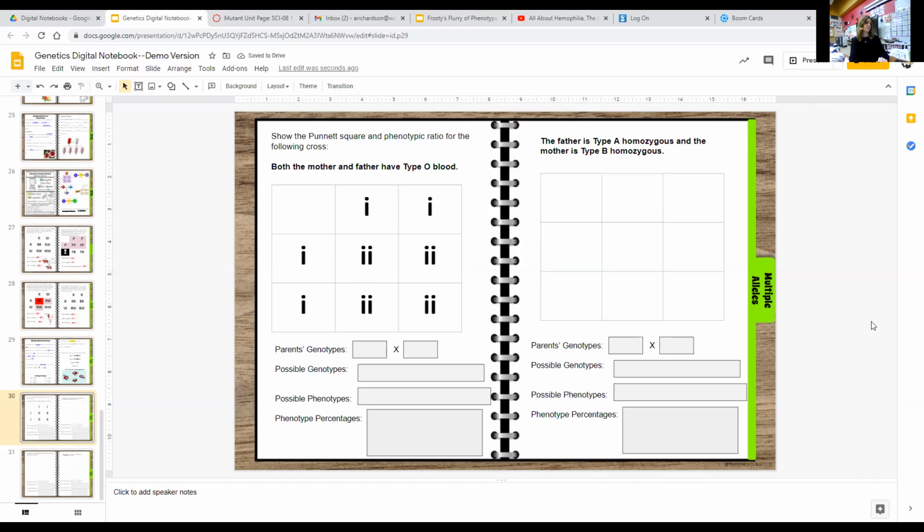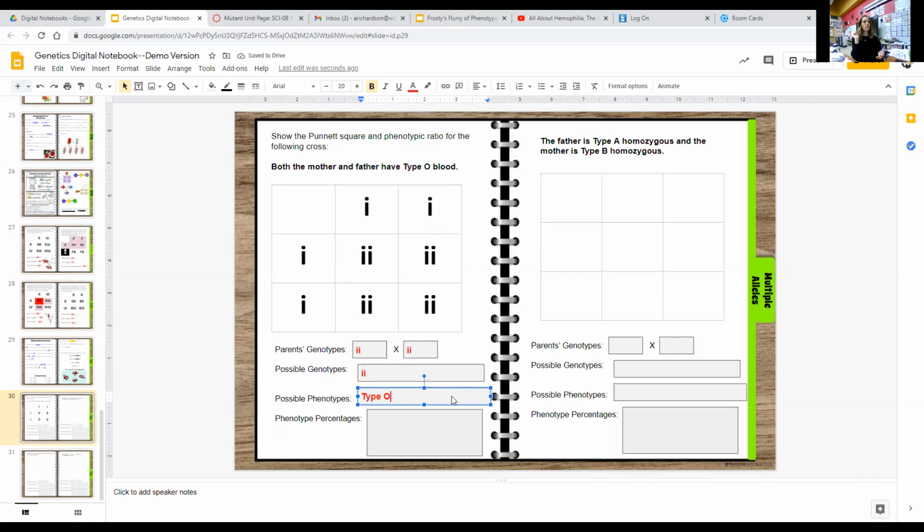Ta-da. It can only be little i's, that's it. So your parents' genotype, you have little i times little i. The possible genotypes, well, there's only one genotype it can be. It could be little i. That's it. Possible phenotype, so what type of blood is this? So if it's little i, it's type O blood.